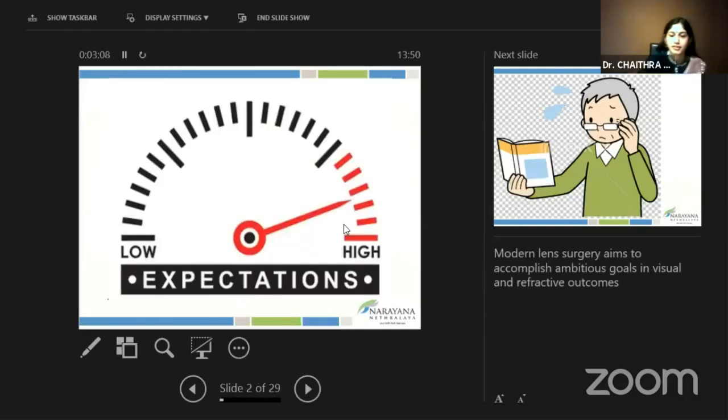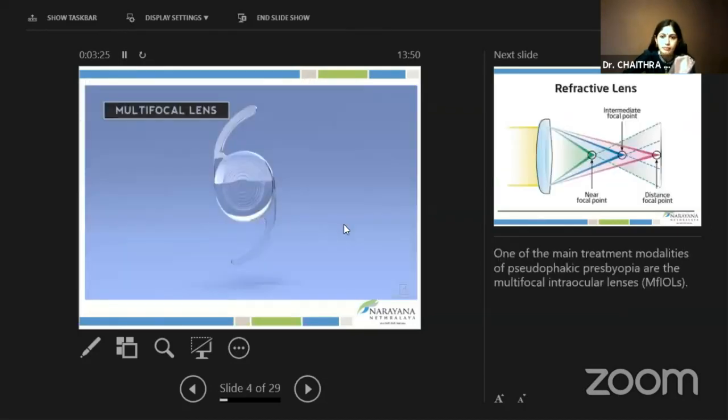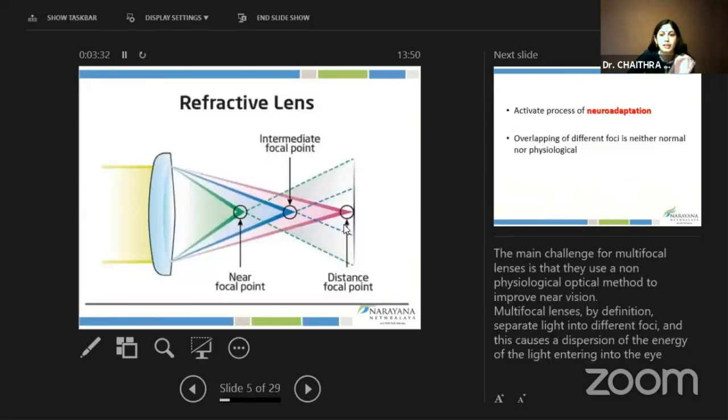Yes, thank you. Modern lens surgery aims to accomplish ambitious goals in visual and refractive outcomes. Addressing pseudophakic presbyopia is an important topic in the practice of modern cataract surgery, specifically in refractive lens exchange. One of the main treatment modalities for pseudophakic presbyopia is multifocal lenses. The main challenge for multifocal lenses is that they use a non-physiological optical method to improve near vision.